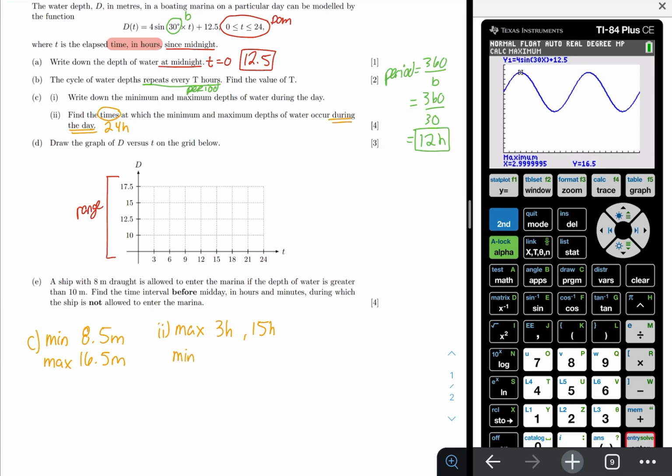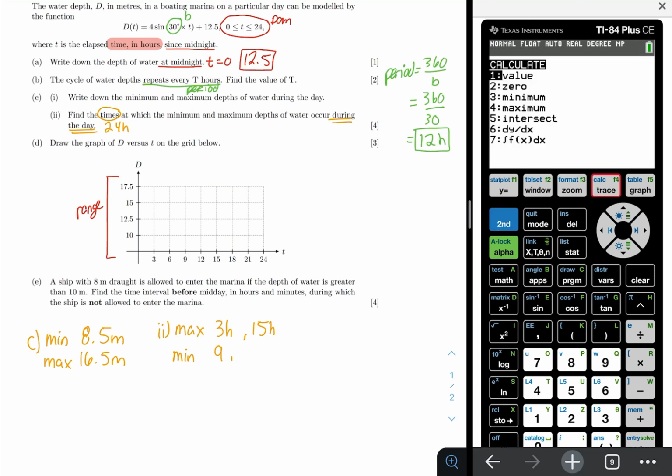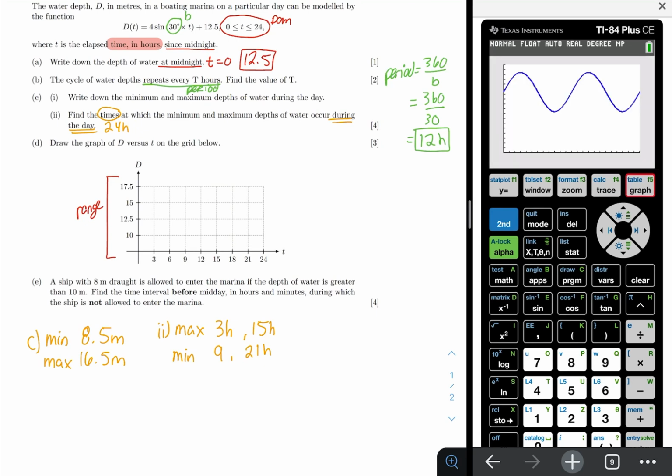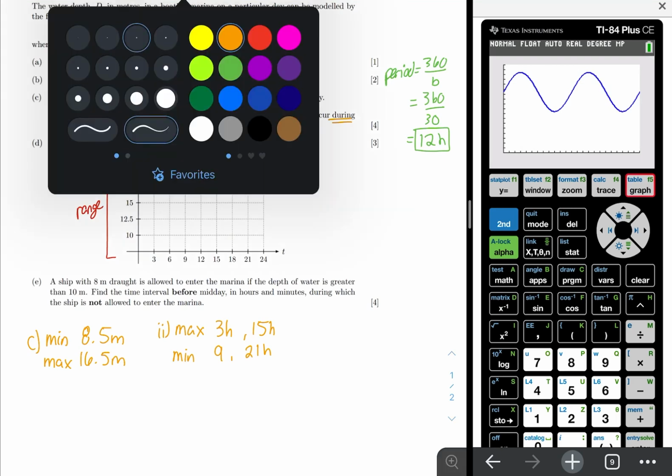And then we can repeat the same process for the minimum. Or we can use the symmetry, right? There's always a minimum between exactly 2 maximums. So that means exactly between 3 and 15, that's going to be at 9. And then for the last minimum, feel free to use your calculator. Or we know that the next minimum is going to be 12 hours later, right? So that's going to be at 21 or at 9 p.m. Now, when they ask us to draw, we're going to respect all the settings that they gave us, right?